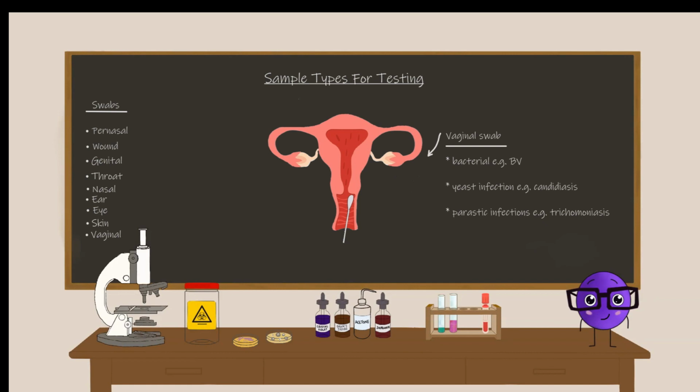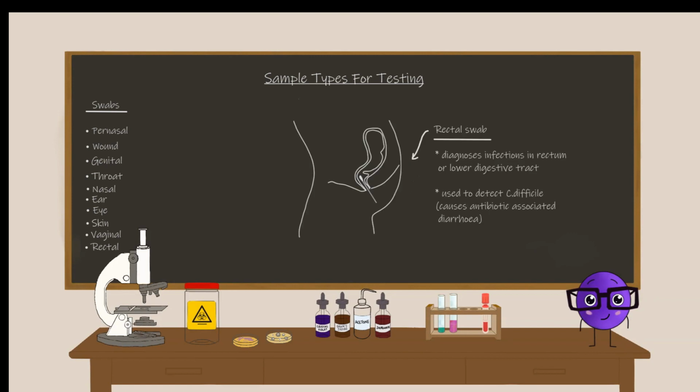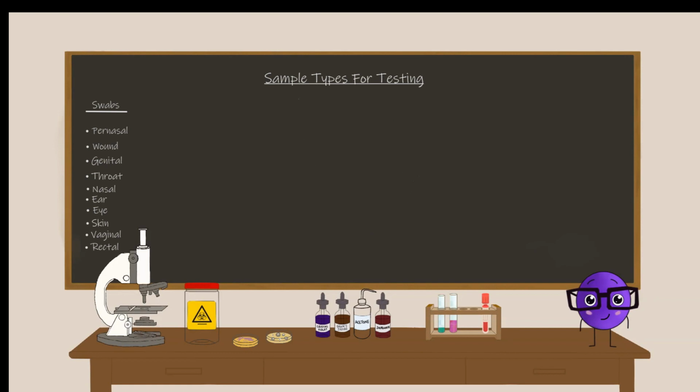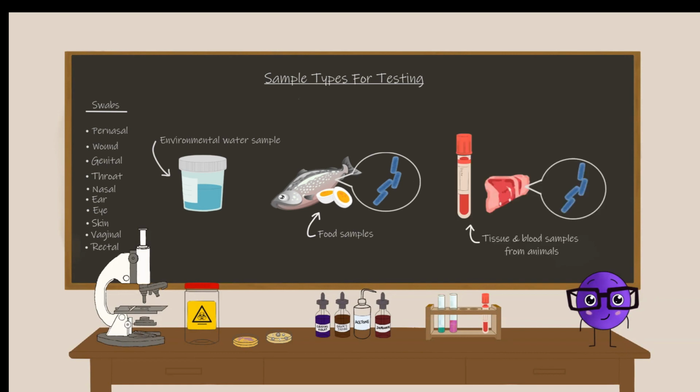Vaginal swabs, collected for diagnosing vaginal infections such as BV and STIs. Rectal swabs, used for detecting gastrointestinal infections and colonisation by pathogenic bacteria like Clostridium difficile. Some labs also receive environmental samples collected from water sources for monitoring microbial contamination and outbreaks. Food samples can also be tested for microbial contamination and foodborne pathogens. Specialised labs also receive animal samples to analyse for zoonotic infections and veterinary microbiology purposes.